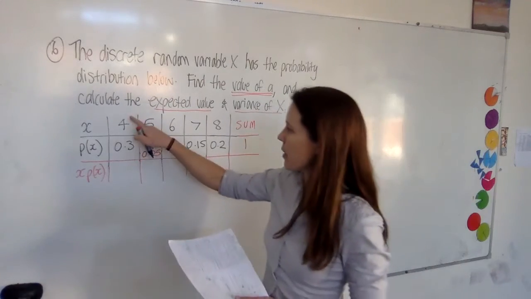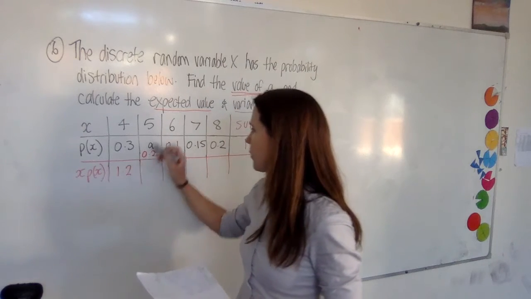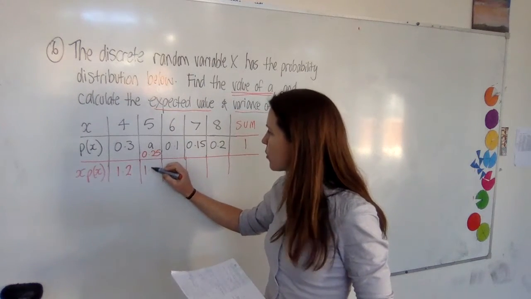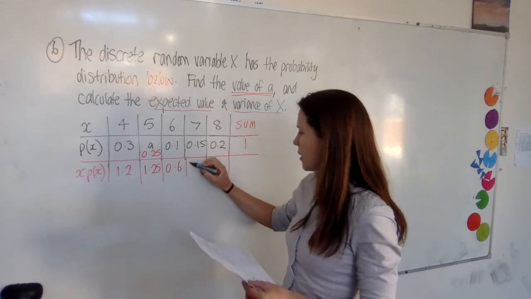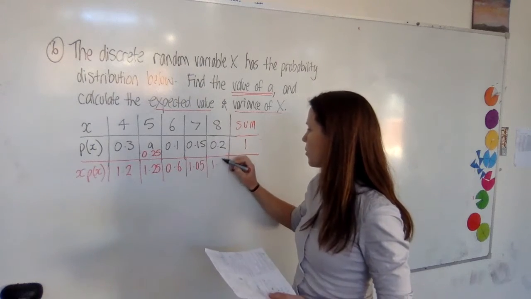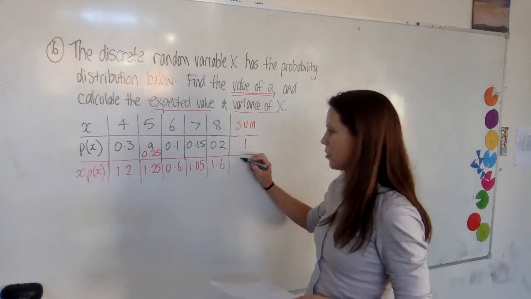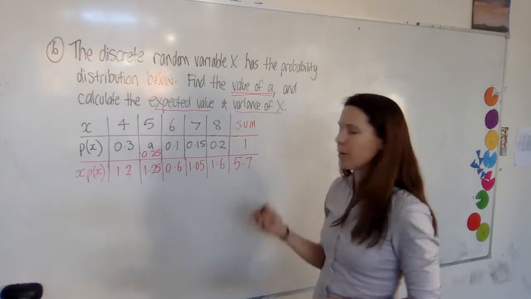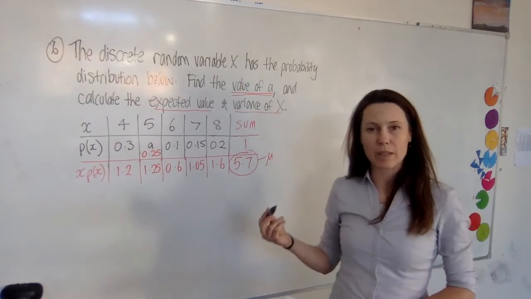Next step, we need to multiply each possible score by its probability. So 5 lots of 0.25, 6 lots of 0.1, 7 lots of 0.15, and 8 lots of 0.2. And then if we add those up, that will give us the expected value, and what we get when we add those is 5.7. So this now is mu, or the expected value.